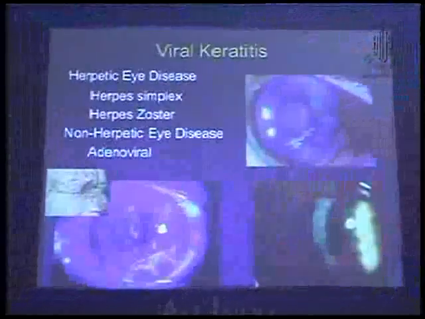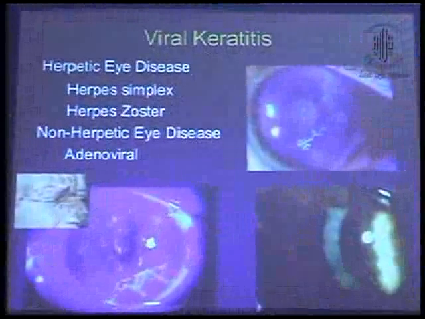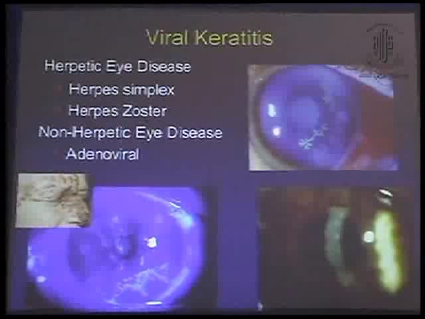Okay, so I'll be now talking to you about viral keratitis, and we all are familiar with the picture like this, which we see when we stain a case of corneal ulcer with fluorescein staining. Viral keratitis could be because of herpes or could be non-herpetic. Herpetic eye disease could be because of herpes simplex or herpes zoster.